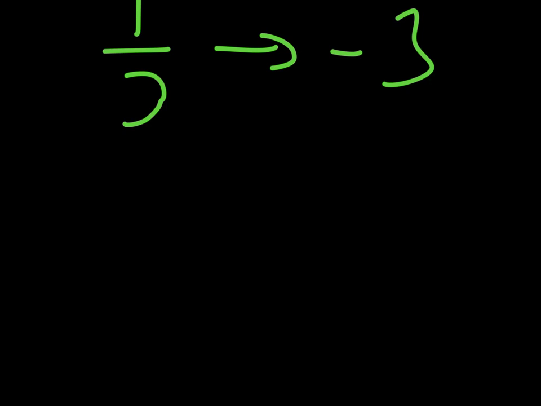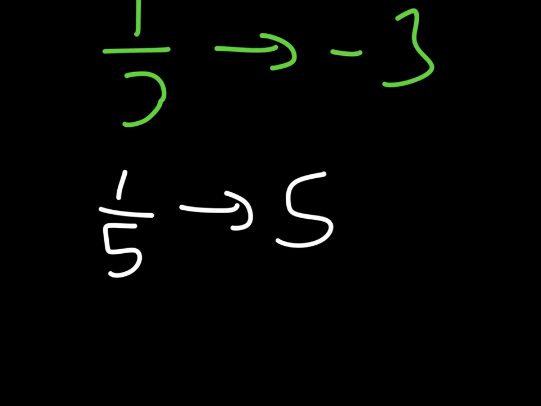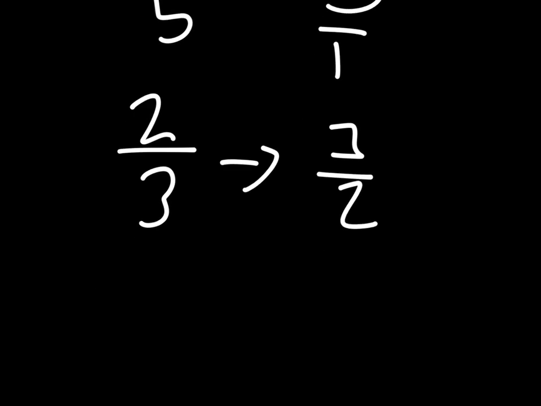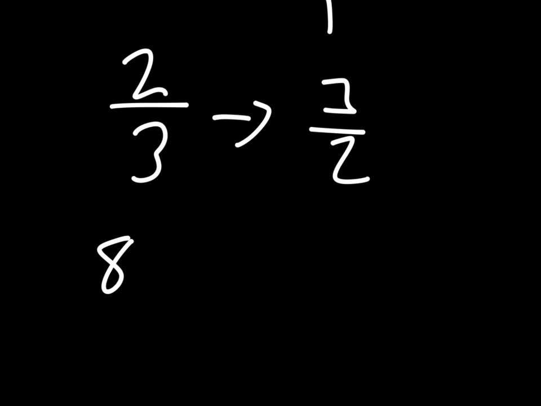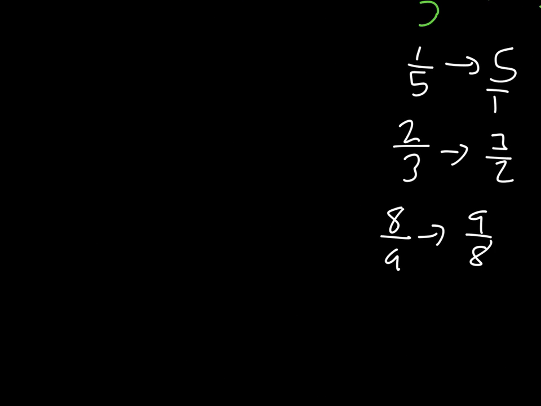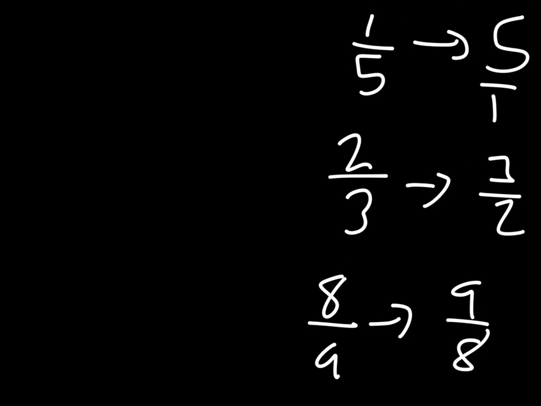Let me do another one. If I have 1/5, it will become 5/1. If I have 2/3, it'll become 3/2. If I have 8/9, it will become 9/8. Are you seeing the pattern here? This, my friends, is what's called reciprocal.